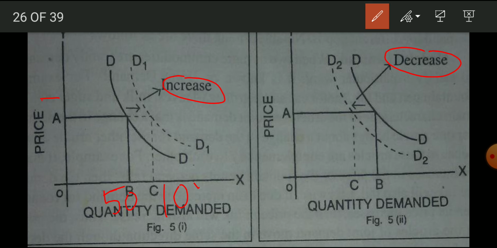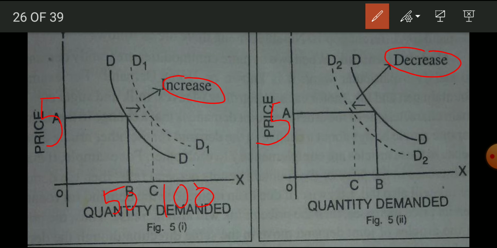Here the price is rupees 5, and here also the price is rupees 5. We already discussed that the price remains constant, no change in price. So the price remains constant, 5 rupees and 5 rupees in both charts. Here the quantity demanded is 50 quantity and 100 quantity. So when the price remains constant, demand still increases from 50 to 100. So it is known as increasing demand.